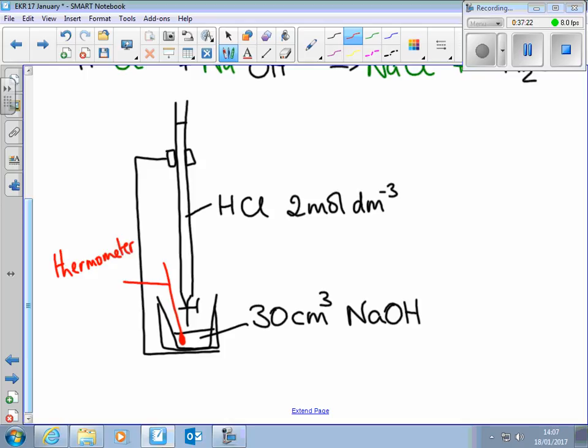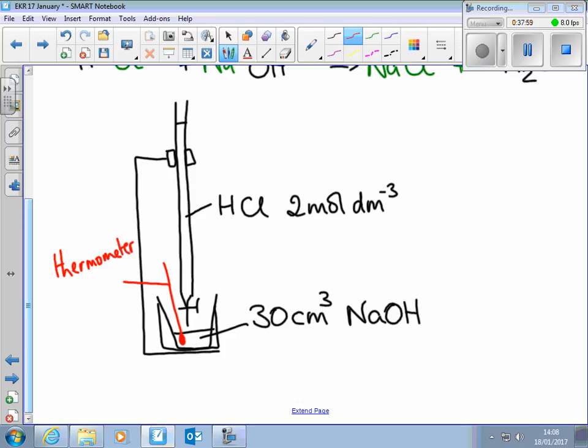Once you've added it, give it a little swirl, record the temperature, add a bit more. You've got to do it quickly, all right, because, of course, you're going to keep losing heat to the air. What we can't do with this, unfortunately, is put a lid on it. We do have little wooden lids that you can put a thermometer through, but, of course, you can't run the acid in from the burette through them as well. So we can't keep the heat in very easily. That's one of the issues with this. It's a theoretical technique, but actually in reality it doesn't work brilliantly. So it's a good example of what the problems are.